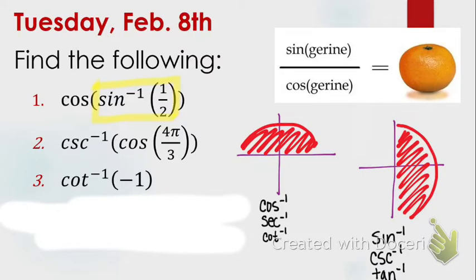So what angle has a sine value of 1/2? That's your first question. And then you're going to take the cosine of that angle. So numbers 1 and 2 are like 2 questions in one. Number 3 is just a straightforward question. It's just asking for the inverse. It's not a composite question.